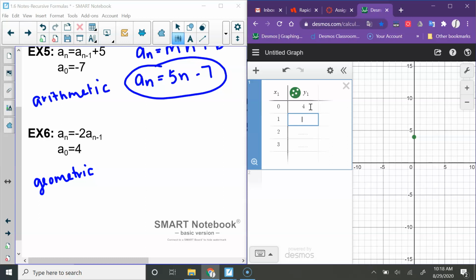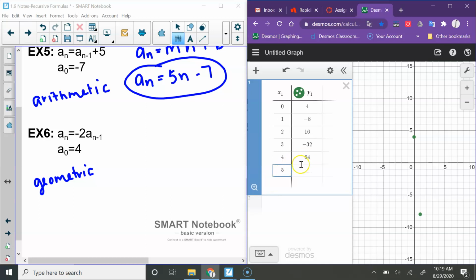And then to get the next term, we have to take negative 2 and multiply by the term that came before it. So negative 2 times 4 is going to give us negative 8. And then we'll have negative 2 times negative 8, which will give us 16. And then negative 2 times 16, which will give us negative 32. And then we'll have negative 32 times negative 2, which will give us 64. And then I'm going to keep going. We'll see. That'll be negative 128, I believe.